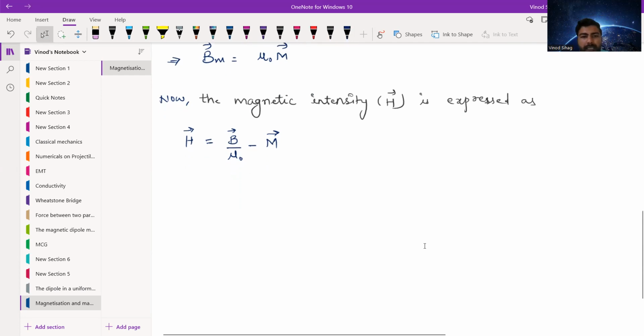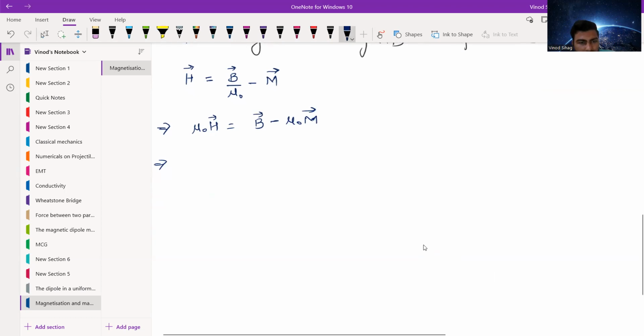Now let's simplify this equation. Multiply both sides by mu naught. So we get mu naught H vector equals B vector minus mu naught M vector. So finally we get B vector equals mu naught H vector plus mu naught M vector. This equation we will get.